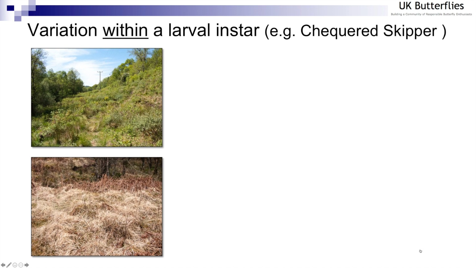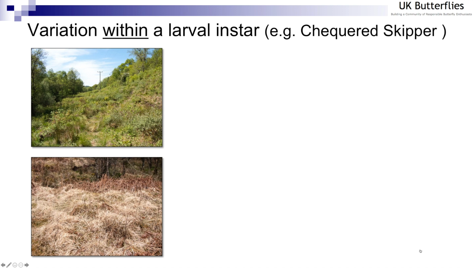And of course, it's not at all obvious, but there are also changes that occur within larval instars and within larvae more generally of a given species. So the example here is of a chequered skipper. The photos on the left hand side are both taken at Glasdrum Wood. The first one at the top during May, June when the adults are flying, and the one at the bottom probably around March, April, after winter, after the purple moorgrass, the larval food plant, has died back.